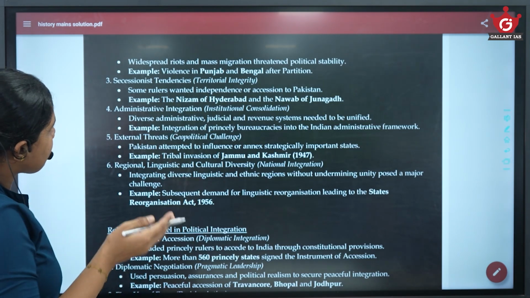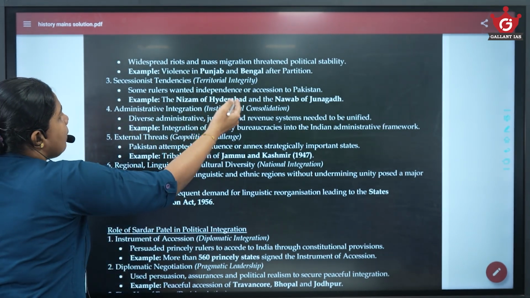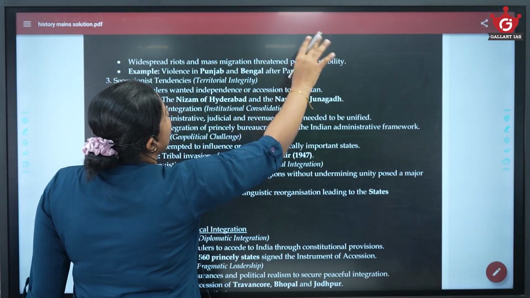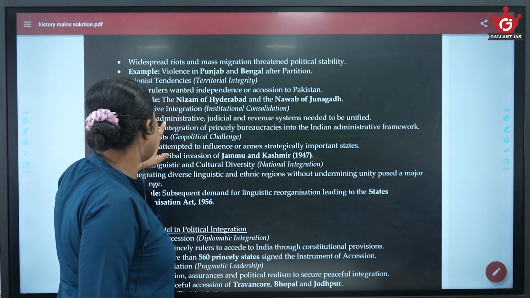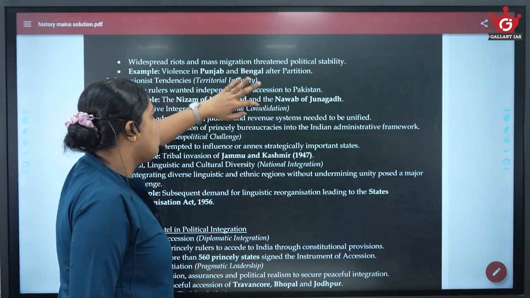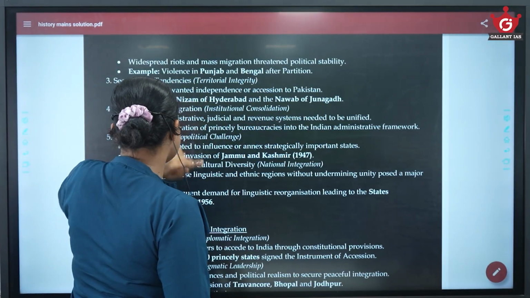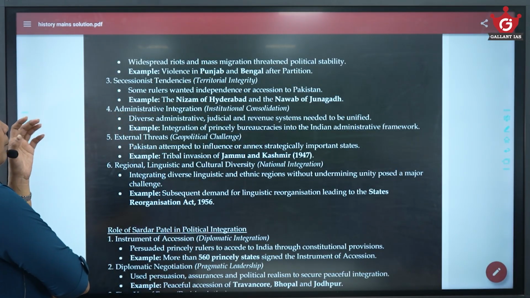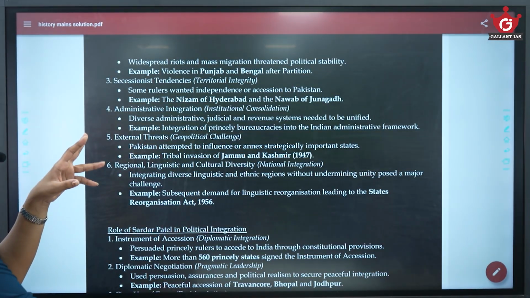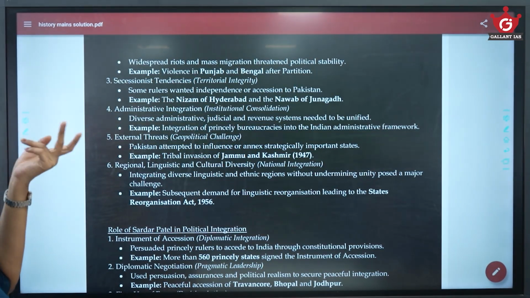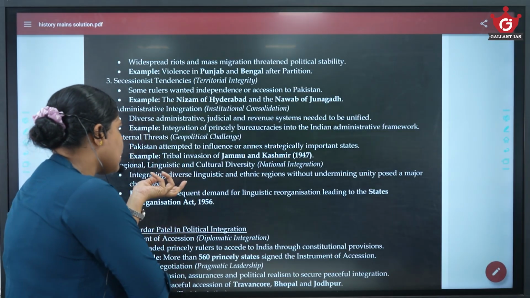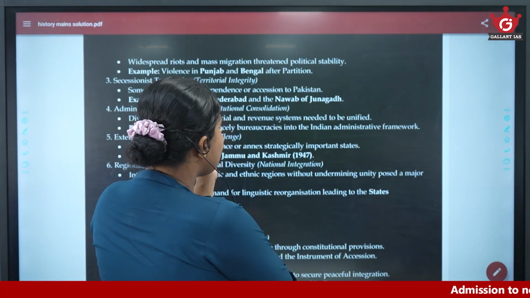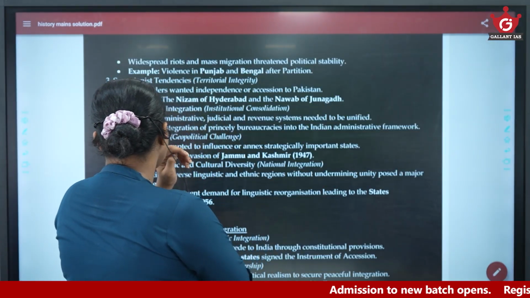Next is the secessionist tendencies. That is, some rulers wanted independence or some wanted to go to Pakistan. So for example, you can mention the Nizam of Hyderabad and the Nawab of Junagadh. It's a good example. Next is the administrative integration, that we had to maintain that institutional consolidation. We were having diverse administrative, judicial, revenue systems, so it was very difficult to unify.